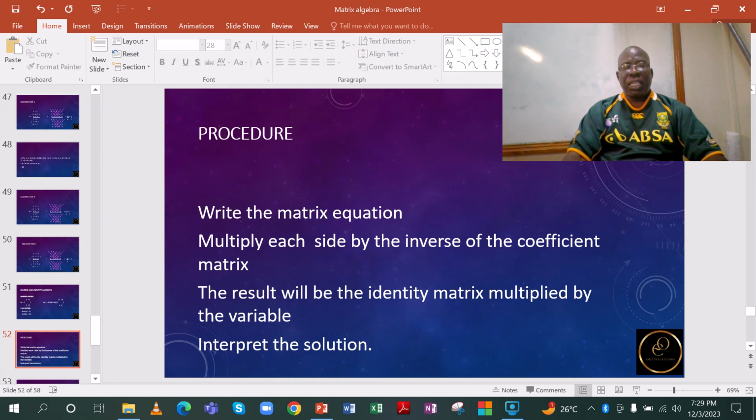The procedure: you write the matrix equation, multiply each side by the inverse of the coefficient matrix, the result will be the identity matrix multiplied by the variable matrix, and interpret the solution. So that's how you get the solution for a simultaneous equation in 2 unknowns.